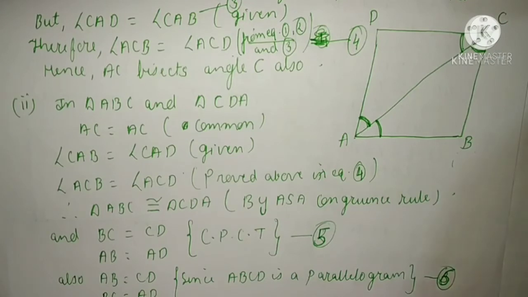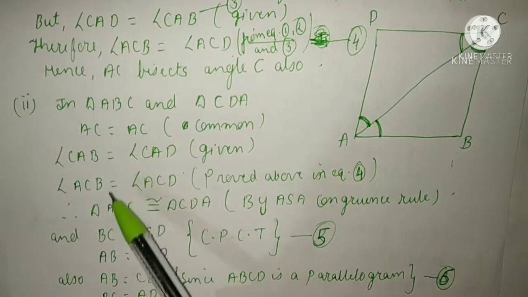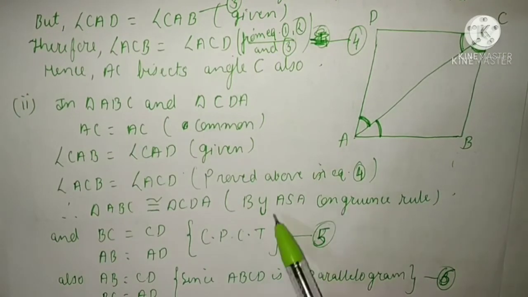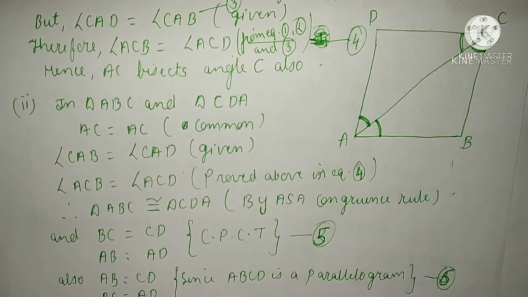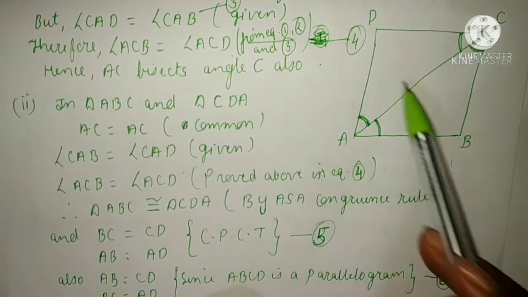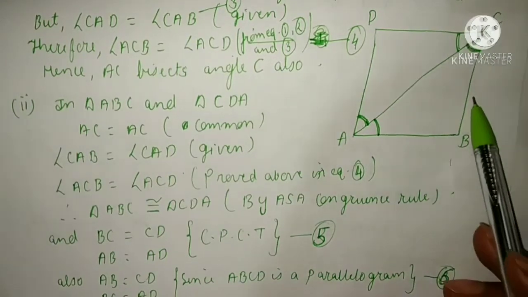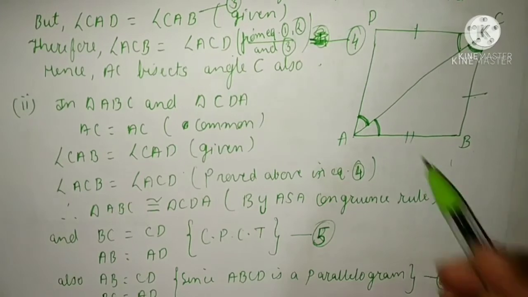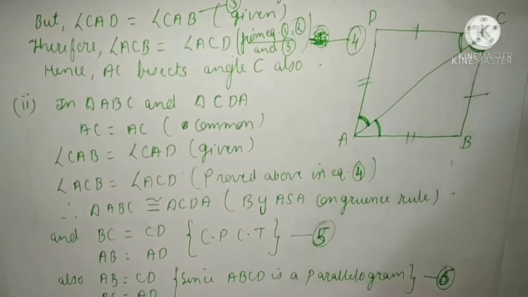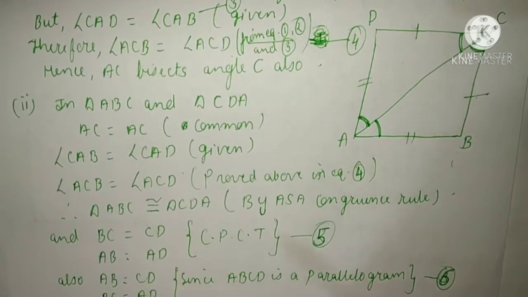Okay. Then this is angle, this is also angle, and this is side. So by ASA congruence rule, triangle ABC is congruent to triangle CDA. Now if these two triangles are congruent, then this BC will be equal to this CD, and this AB will be equal to this AD by CPCT. Both these will be equal by CPCT because both the triangles are congruent. Now name these two equations as equation number 5.